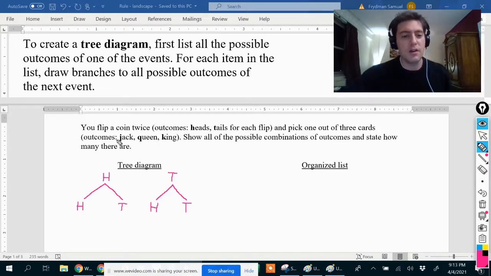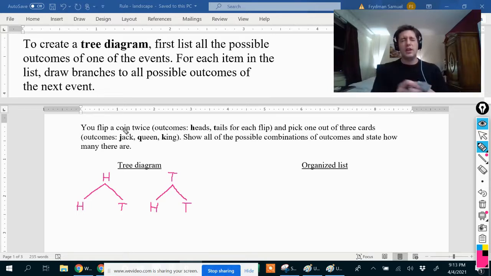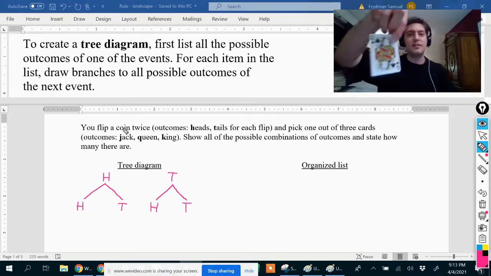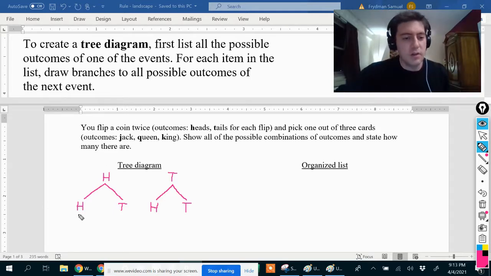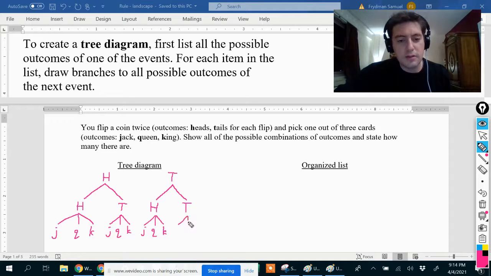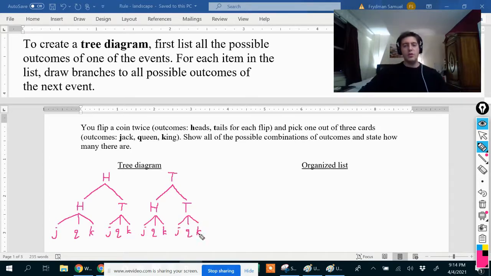now what's the next thing? Now we're going to pick one of these cards here, and it's going to be either a jack, queen, or king. Let's go for a king. All right. Okay, so we're going to draw a branch out of each of these. Jack, queen, king. Jack, queen, king. Jack, queen, king. Jack, queen, king. Okay, so there's our tree diagram.